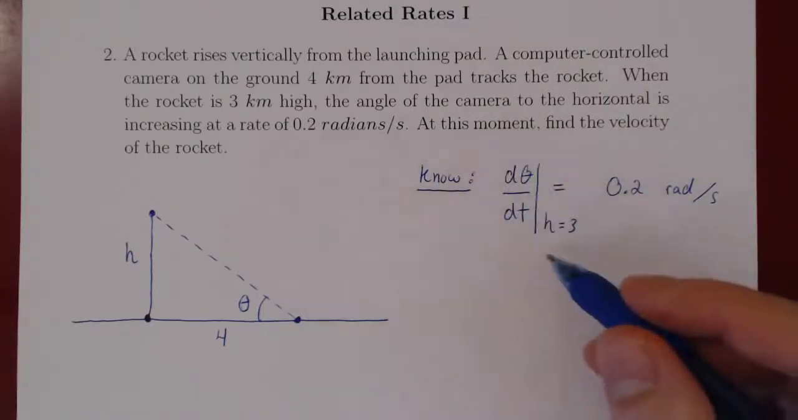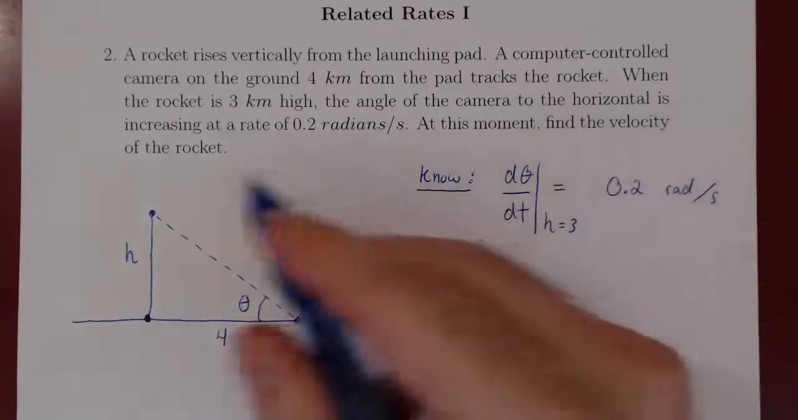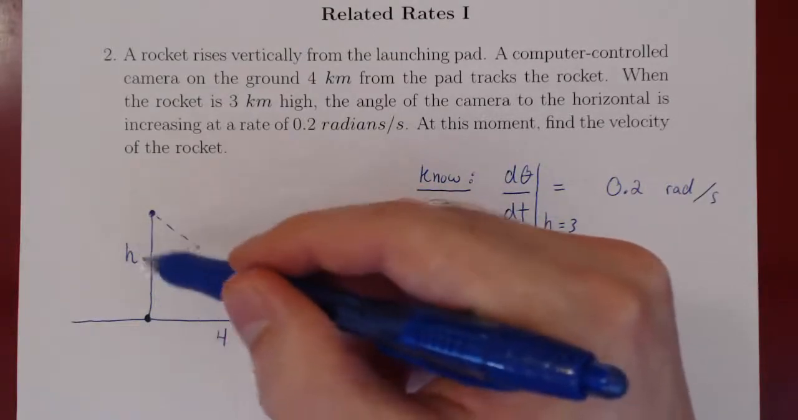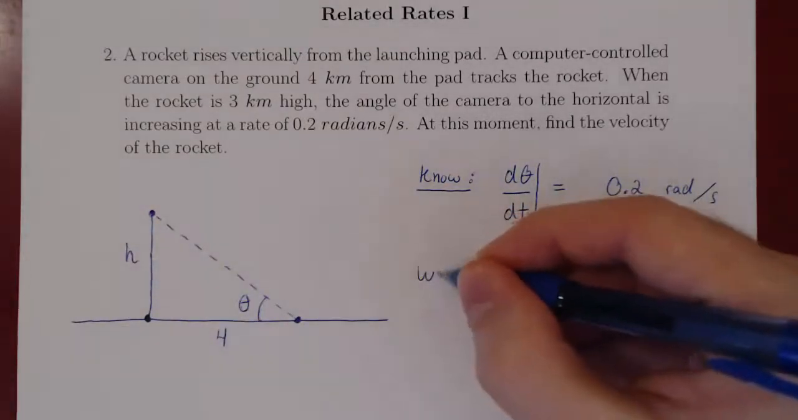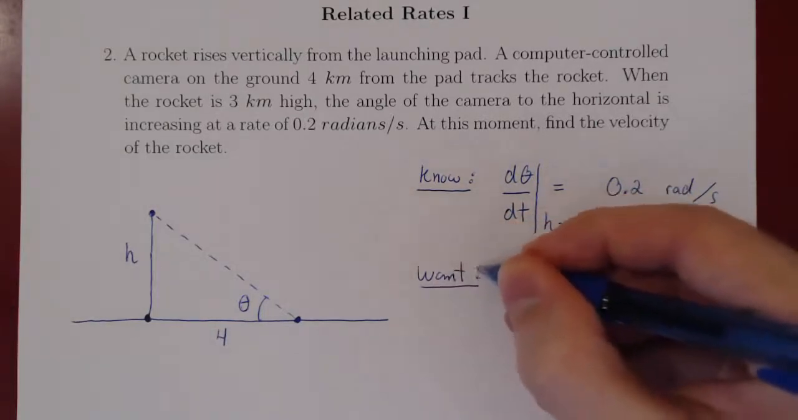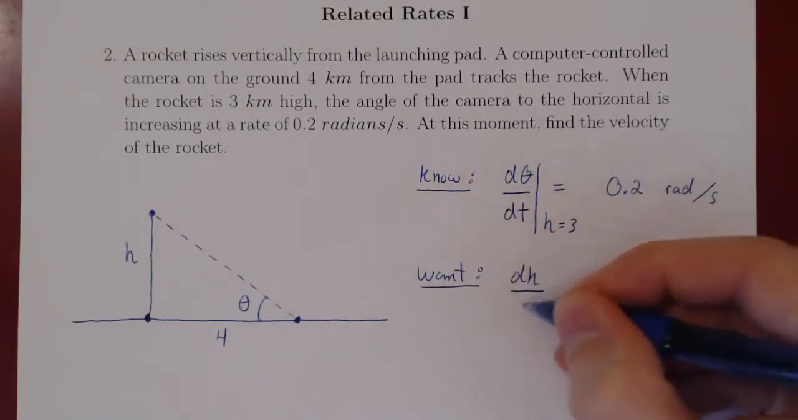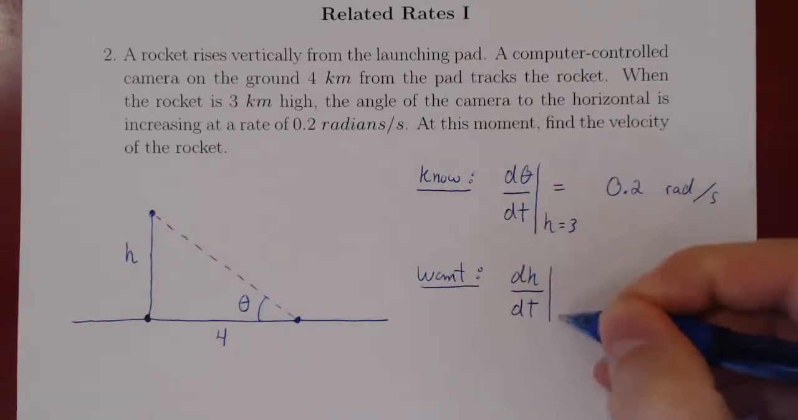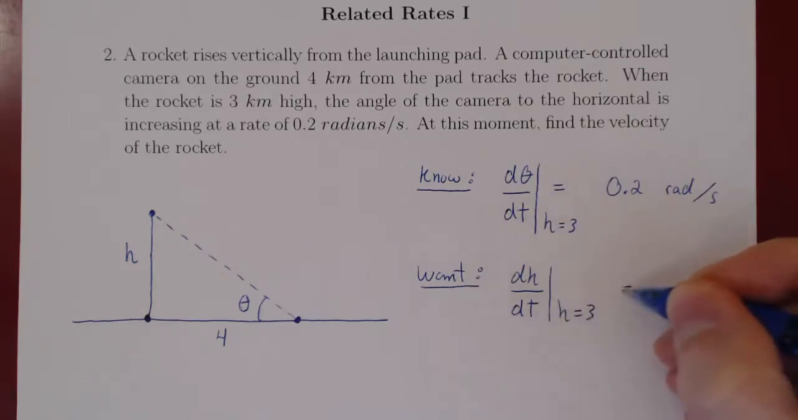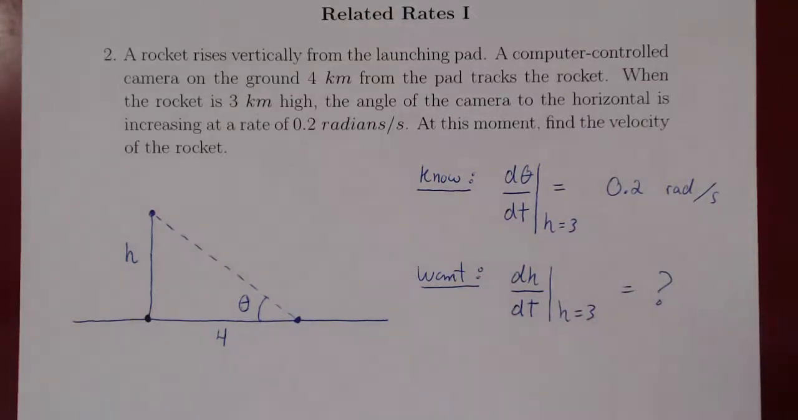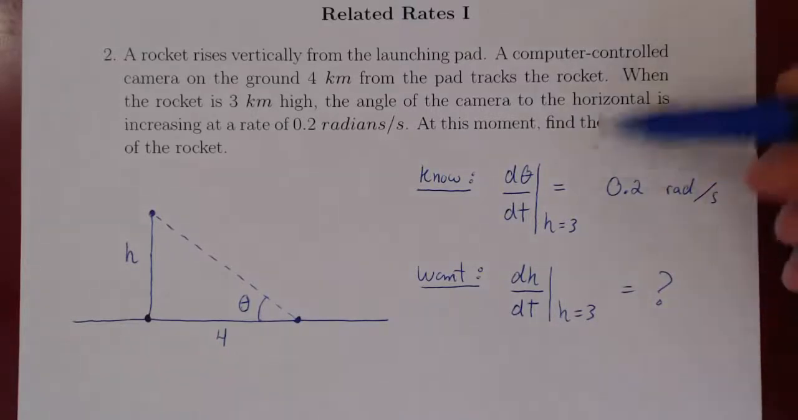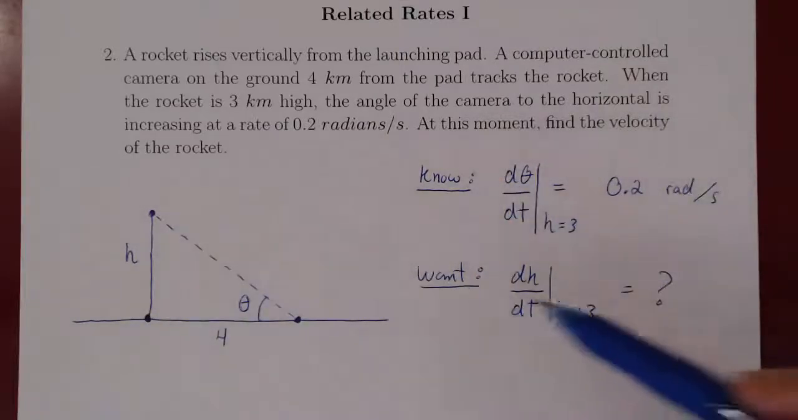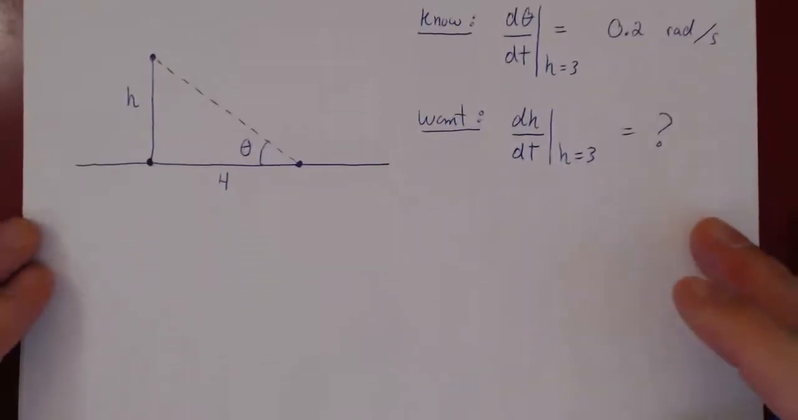At this moment, when the height is 3, we want the velocity of the rocket. Well, the velocity of the rocket will be the rate of change of h. So that's the derivative of h with respect to t, again at this moment, specifically when the rocket reaches a height of 3 kilometers. That's what we want to find. At this point, we forget the word problem because we have everything we need. We have the picture, we know what we know and what we want, and now we're good to go.